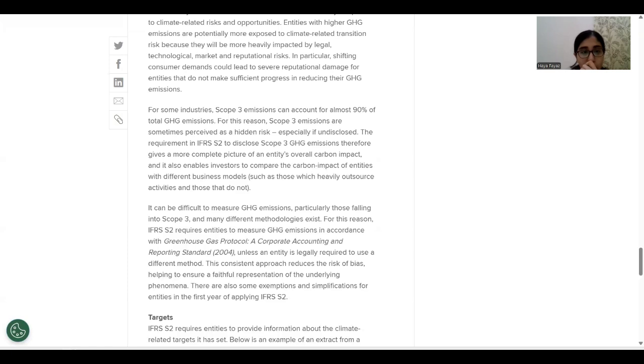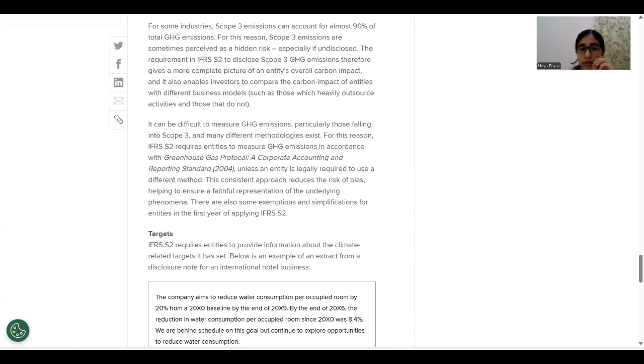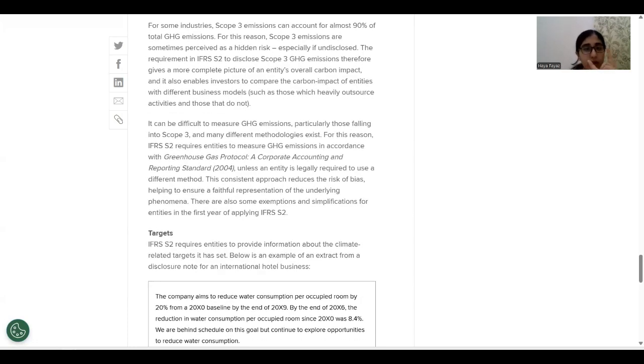And at the same time, of course, because of this, they will be able to compare the carbon impact of entities with different businesses out there in the industry and all that. This is just an example. But whatever it is, scope 3 specifically covers a lot. And scope 3 covers the main part, the 90% of the risk.